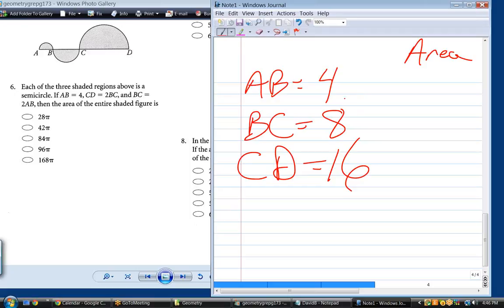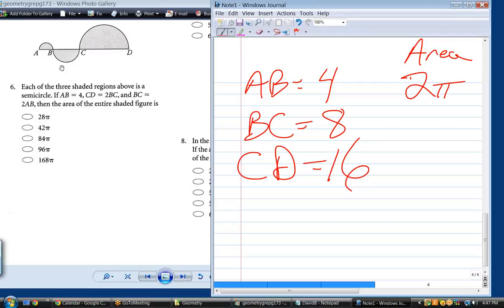What's the radius of that semicircle? 2. So it would be 2 pi? Yeah. 2 pi is going to be that area, because the area of the whole circle would be 4 pi, right? So the area of the semicircle is going to be 2 pi.